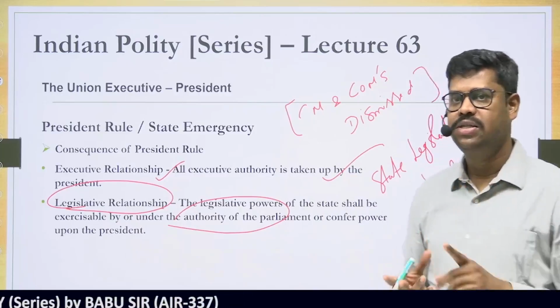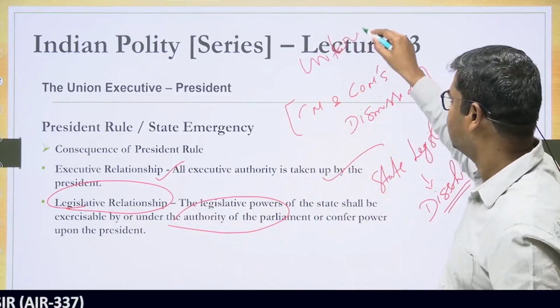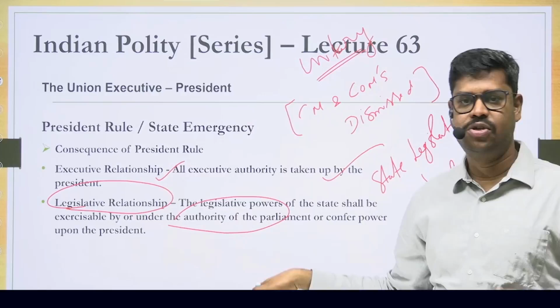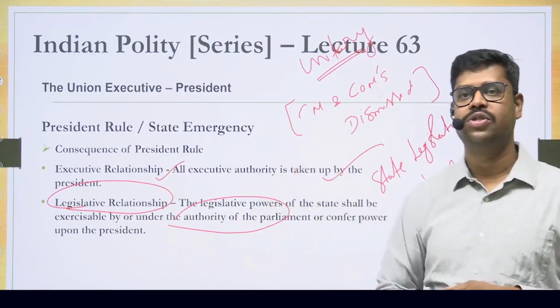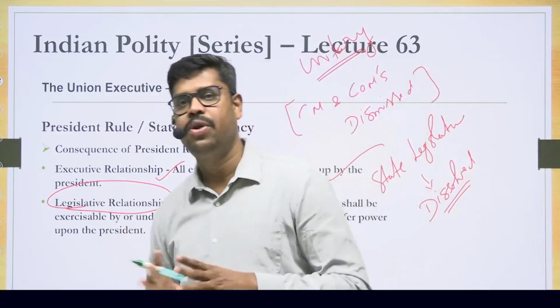So to that extent also, the constitution becomes unitary in character, because the state authority is completely deprived in relation to this particular state where the president rule is imposed. So these are the two important consequences of the president rule as well. So with that, we are almost coming to the end of the discussion.